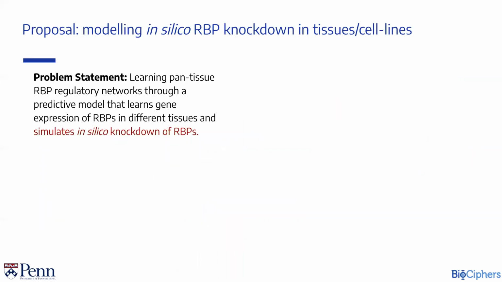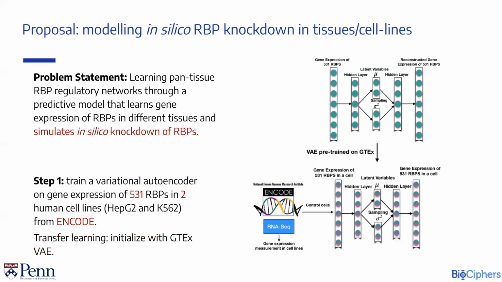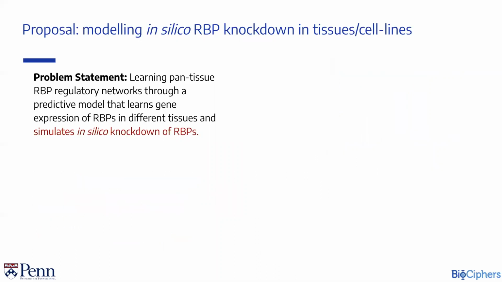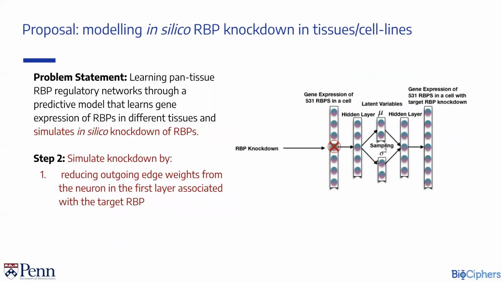The first step then is to train another VAE for 2 human cell lines from the ENCODE project. Since we only have 2 cell lines, we initialize this VAE through our learned weights and biases from the GTEx VAE network. Input to the model is gene expression of 531 RBPs from the HEPG2 and K562 cell lines, and output is their reconstruction. The second step is to actually simulate the RBP knockdown. We do that by reducing weights of the outgoing edges from the neuron in the first layer of the VAE that represents the target RBP, and by reducing expression of the target RBP in the input.